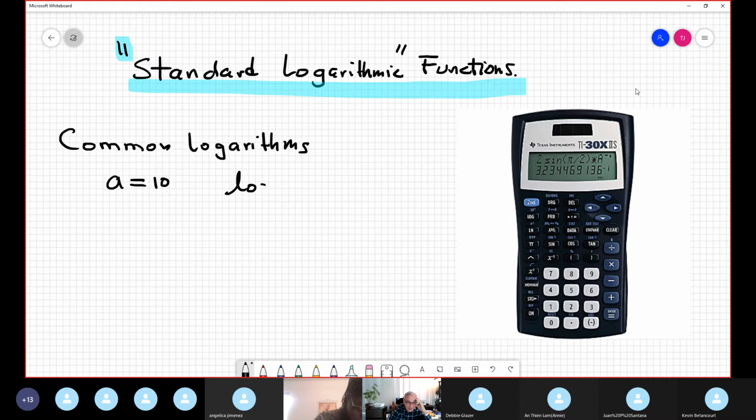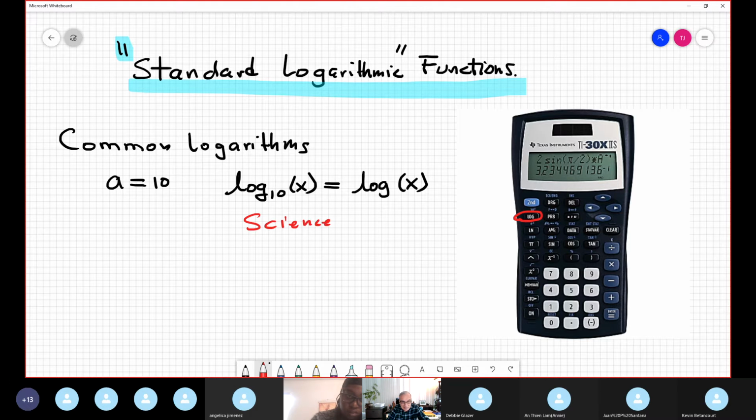So now, when you write logarithm base 10 of x, normally everyone in the world writes it like that, log of x. And the base is omitted, is missing, because you suppose by default it is 10. Okay, so it's this key in our calculator. Look, that LOG. And this is commonly used in science, physics, chemistry.